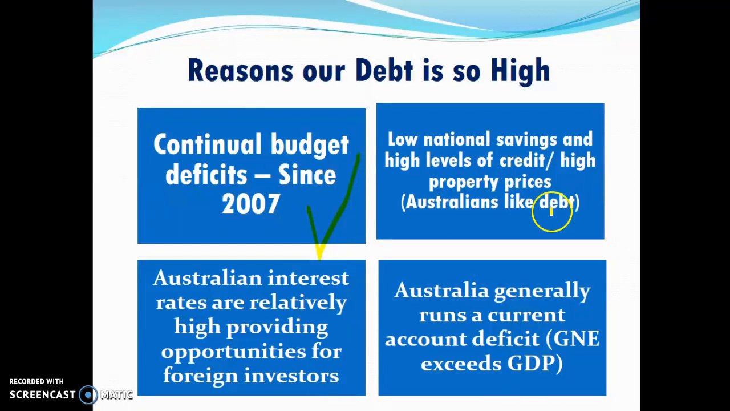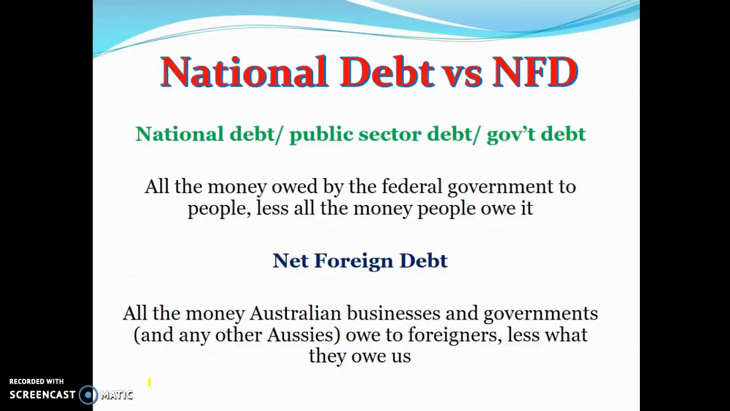Other factors: we constantly run a current account deficit, so we're constantly spending more than we're earning. That leads to more debt. And we also prefer to borrow from overseas because Australia's interest rates are generally higher than countries overseas. So Australia has a tendency to borrow from overseas.